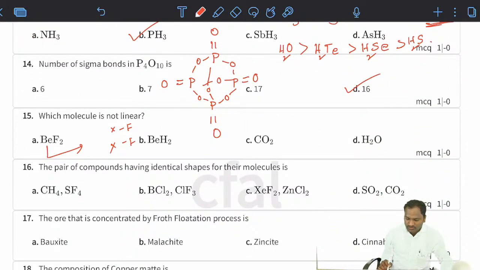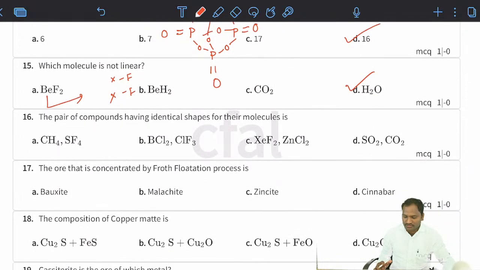So H2O we got. H2O is the correct answer. Clear, students? Next one, pair of compounds having identical shapes for their molecules is.